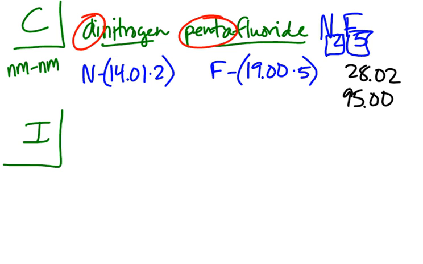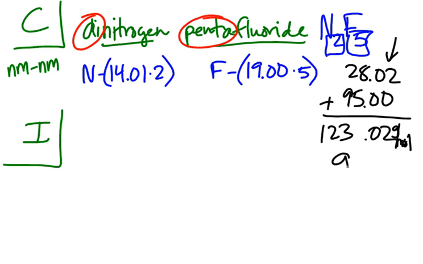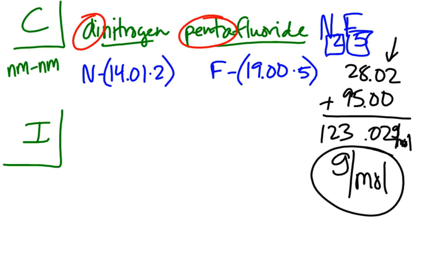In both cases here, I have 2 numbers to the right of the decimal, so my answer needs to have 2 numbers to the right of the decimal, okay, when you follow the addition, subtraction, sig fig rules, okay? And then my answer is 123.02 grams per mole. This is the unit, okay? Grams per mole is the unit for molar mass. Don't just put grams, that's wrong, okay? So when I'm trying to find molar mass, this is the unit for molar mass.